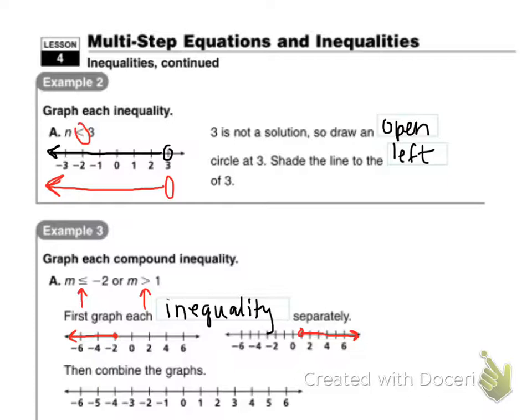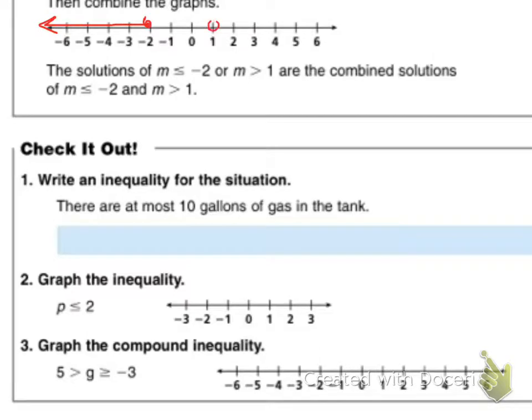You're going to do it on 2 separate lines, and then you're going to combine it on the same line. So the solutions of m is less than or equal to -2 or m is greater than 1 are combined on the same line. So we're going to write an inequality for the following situation. There are at most 10 gallons of gas in the tank. So at most, so there is only 10 gallons at the most, is going to be written such as gallons of gas is less than or equal to 10.